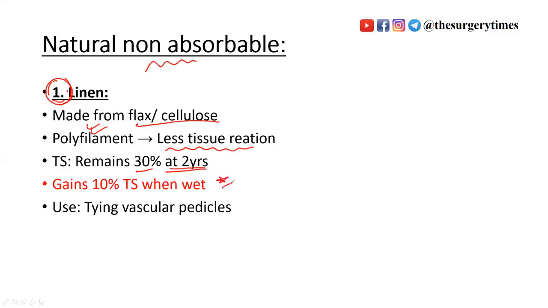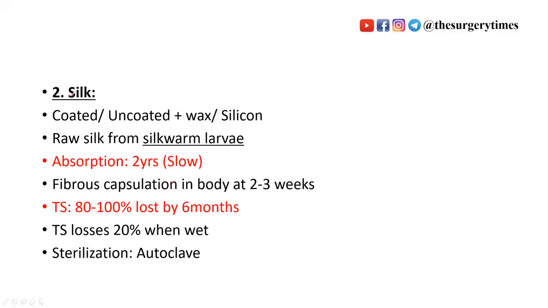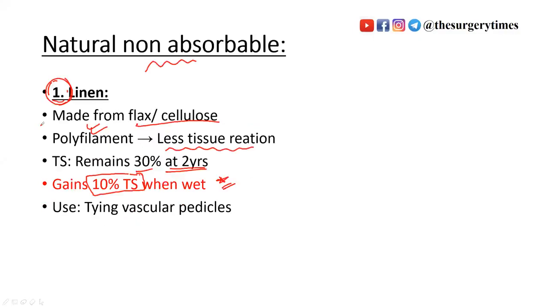On wet, it gains 10% of tensile strength. If you are using it in wet condition, then it will gain up to 10% of tensile strength, and usually it is used for tying vascular pedicles. Okay, now the linen is over.